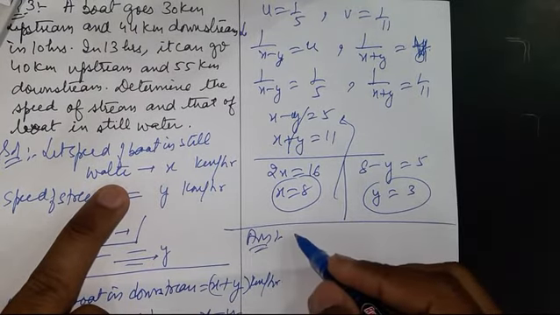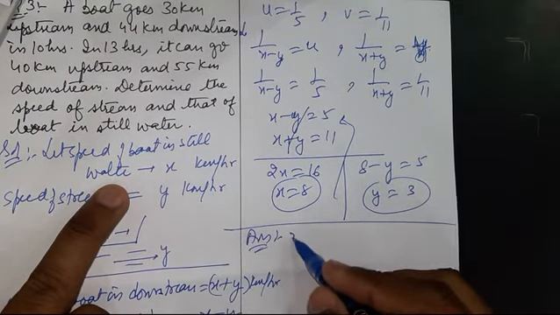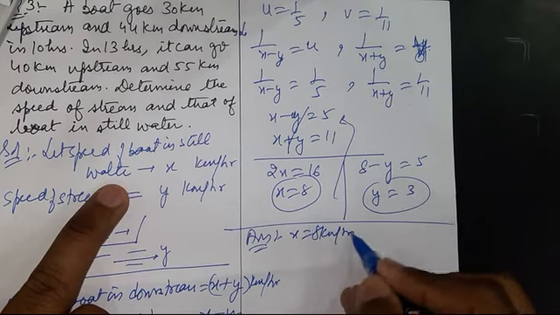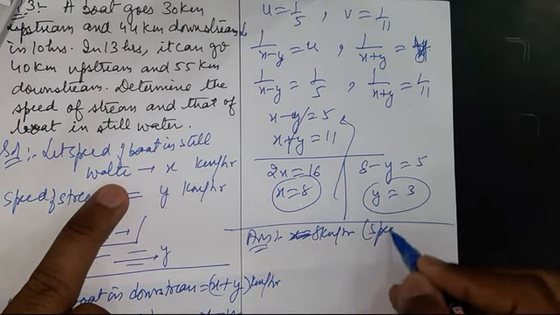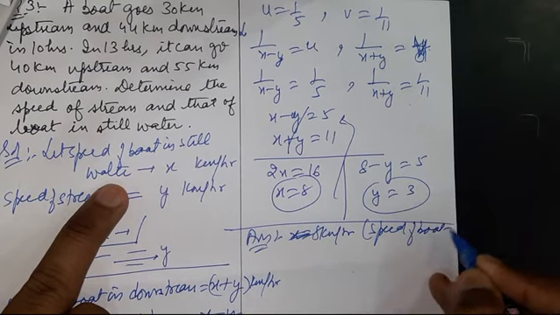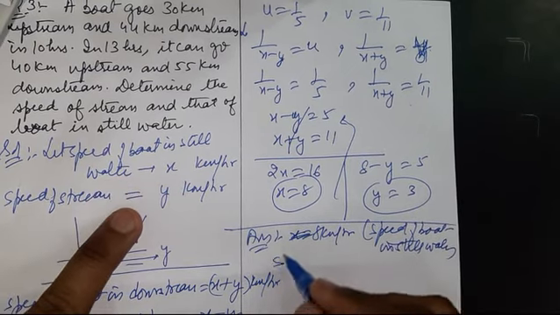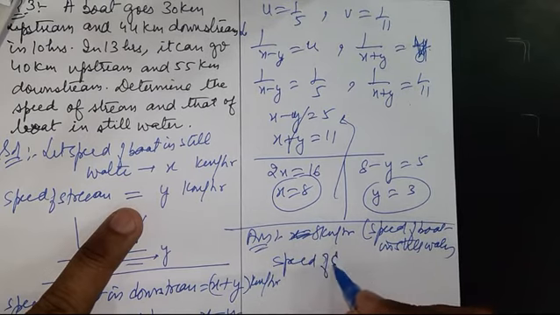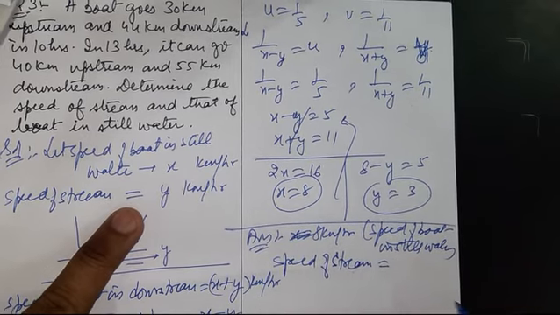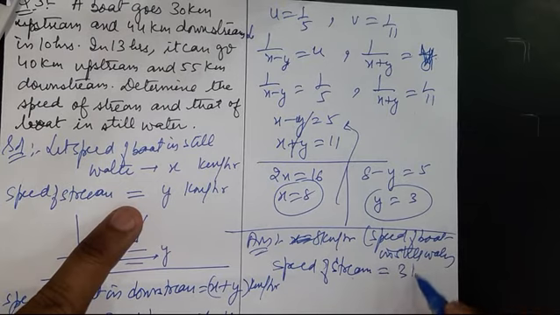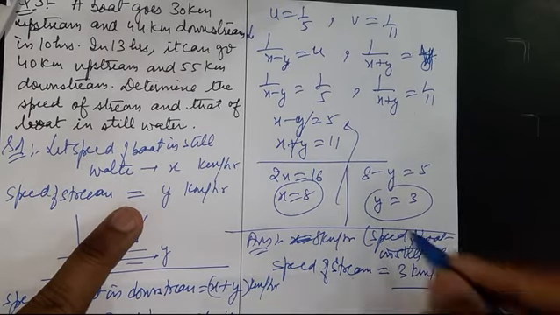So the answer is, the speed of the boat is x, as we have assumed, x is equal to 8 kilometers per hour. This is the speed of the boat in still water. Similarly, the speed of the stream is 3 kilometers per hour, as we have assumed that this is y.